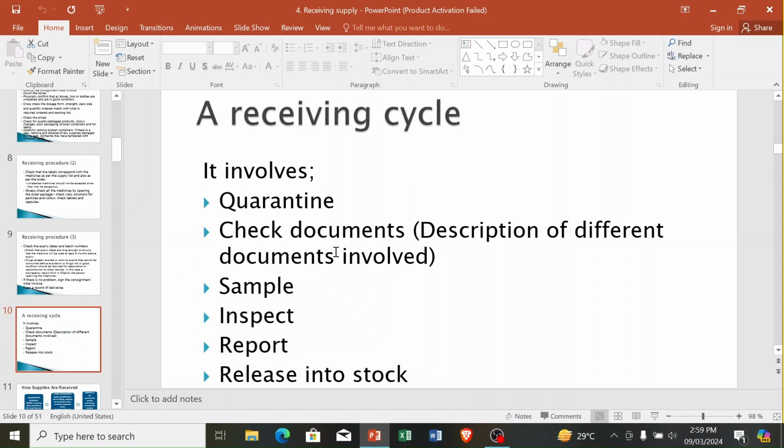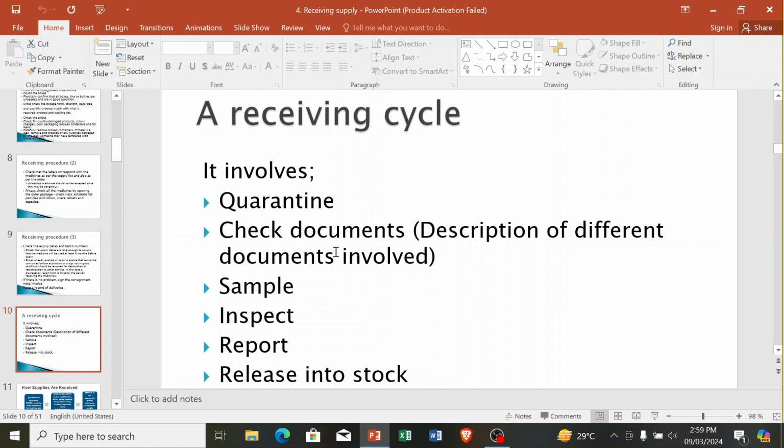With the receiving cycle, we have a number of things in it. There is a quarantine area, and then check the documents, the different documents that we are going to look at. Sample: you sample out the different products or medicines they have delivered. Inspect the sampled medicines and then report in case of any defects. Of course, even a discrepancy form is part of our report. And then if they are good, you can release them to the store.